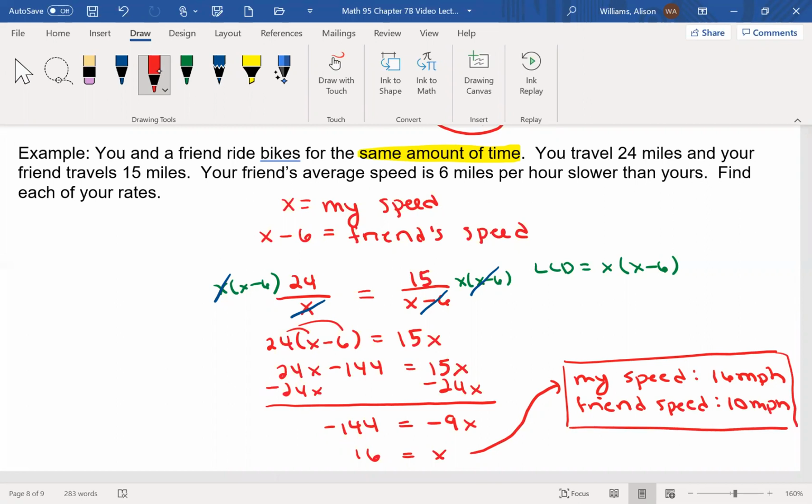So the reason we took this approach is we were given this phrase that it was done in the same amount of time. But yet we weren't given time. We were given their distances and an understanding between the two rates, a way of looking at the two rates. So that's why we took this approach. Let's try it again and see if we can pull out the key phrases that tell us we want to take this approach.